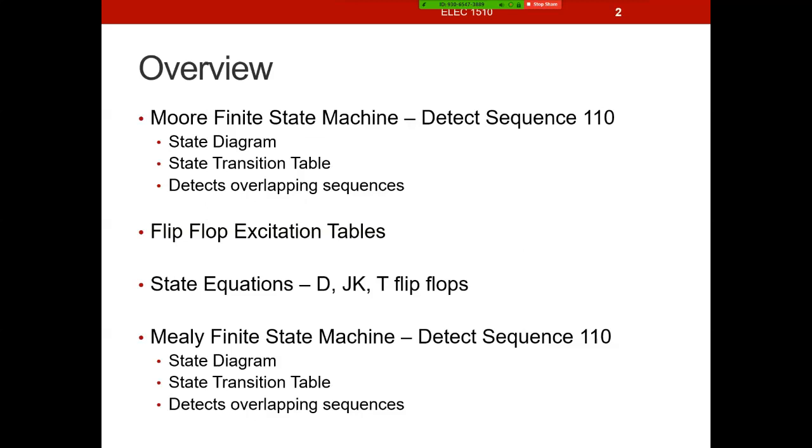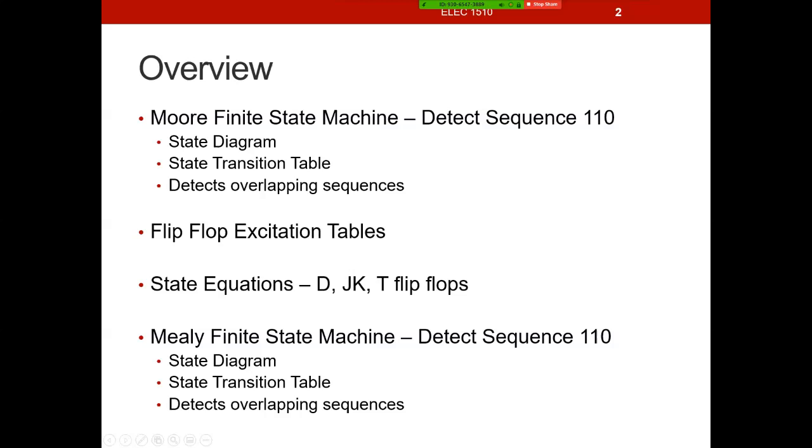When we create this state machine, we're going to start with a Moore state machine. It's a little easier of the two, the Moore and the Mealy. We'll create what's called a state diagram and a state transition table. We'll talk about detecting overlapping sequences. Then we need to take a look at what flip-flop excitation tables are, because we want to implement this finite state machine with D flip-flops, JK flip-flops, and T flip-flops.